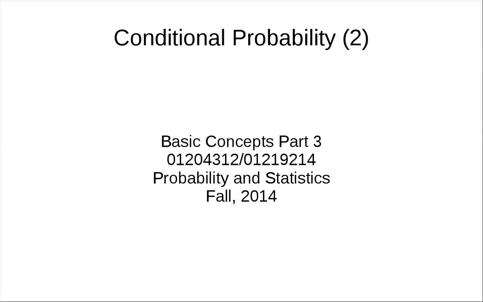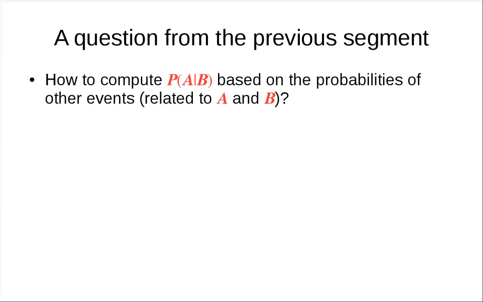In this clip, we will continue with conditional probabilities. The question from the last segment is how to compute the probability of an event A given that event B has occurred, using the probabilities of some other events. We know how to do that by just counting the number of possible outcomes that satisfy these properties.